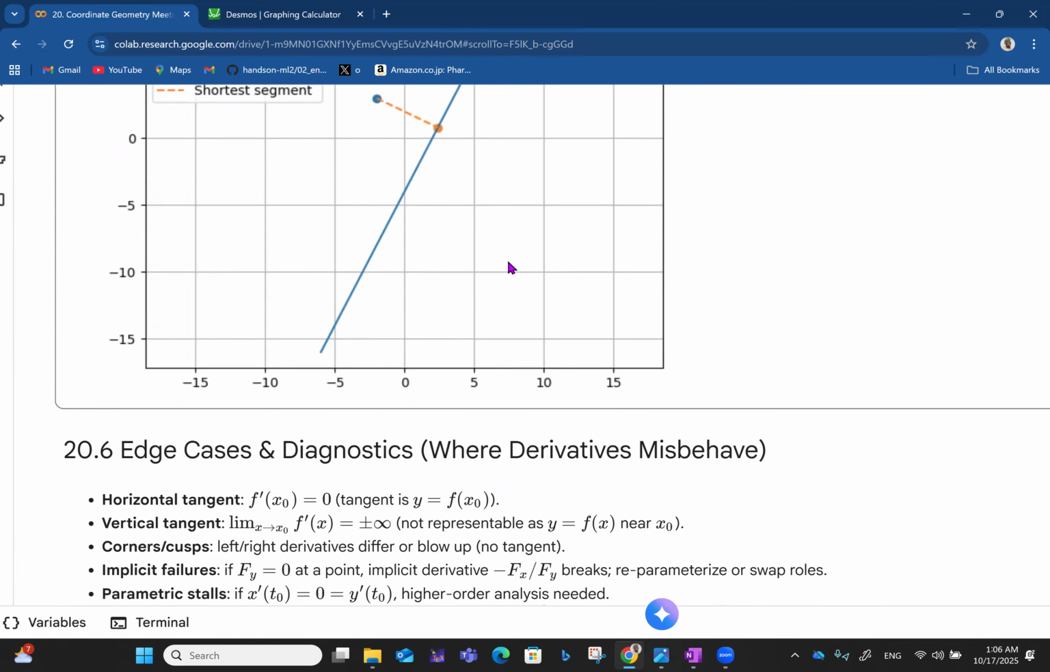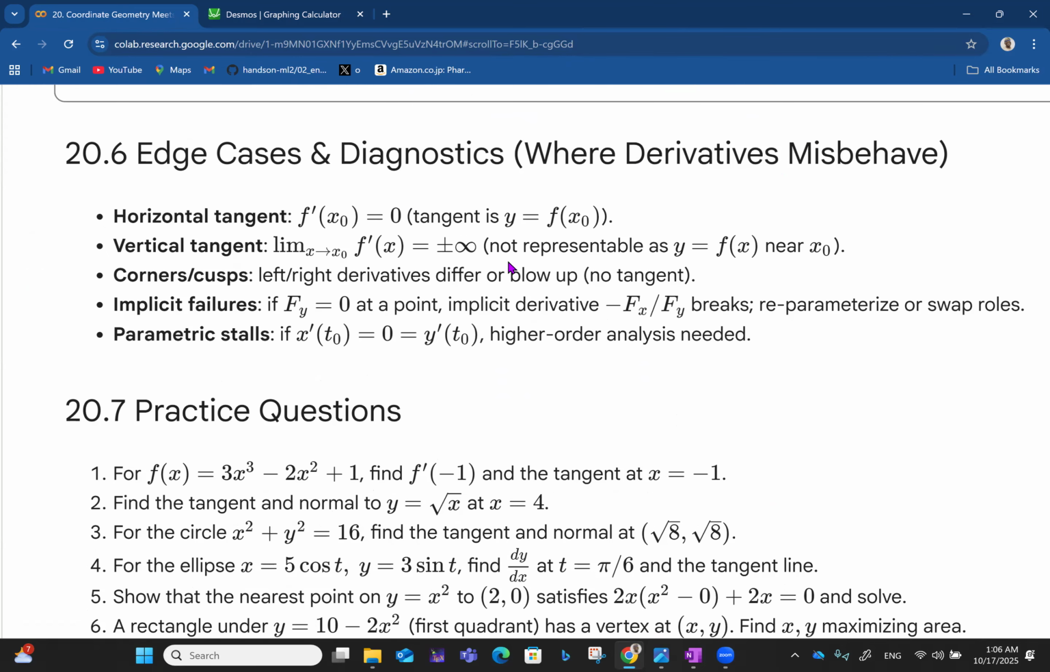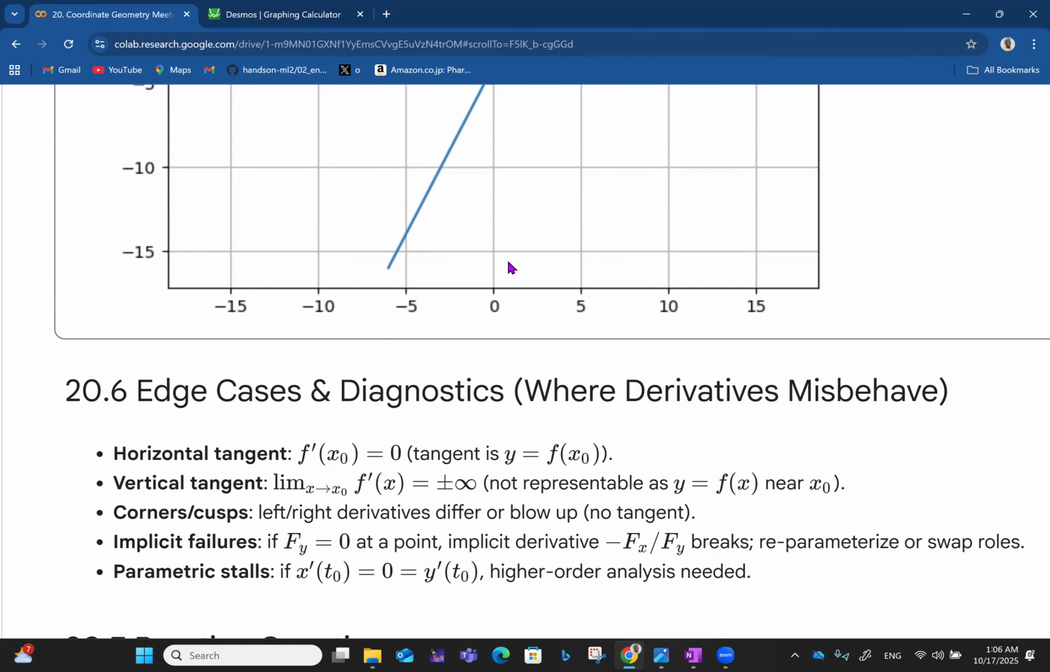Okay, so having done that, we can look at some edge cases and diagnostics. Edge cases are cases where derivatives misbehave. So you can have a horizontal tangent where f prime of x naught is equal to 0 and tangent y is equal to f of x naught. Once the derivative is equal to 0, then the tangent is simply equal to f of x naught. Then for the vertical tangent, the limit of f prime of x as x approaches x naught is equal to plus or minus infinity. It is not representable.